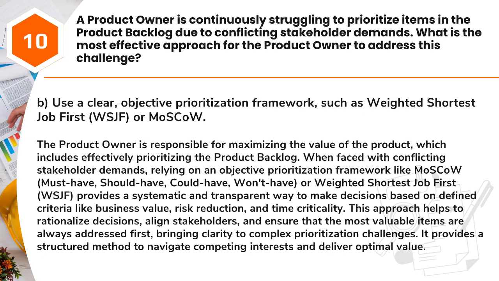Answer: B. Use a clear, objective prioritization framework, such as weighted shortest job first, WSJF, or MoSCoW. The product owner is responsible for maximizing the value of the product, which includes effectively prioritizing the product backlog. When faced with conflicting stakeholder demands, relying on an objective prioritization framework like MoSCoW (must have, should have, could have, won't have) or WSJF provides a systematic and transparent way to make decisions based on defined criteria like business value, risk reduction, and time criticality.